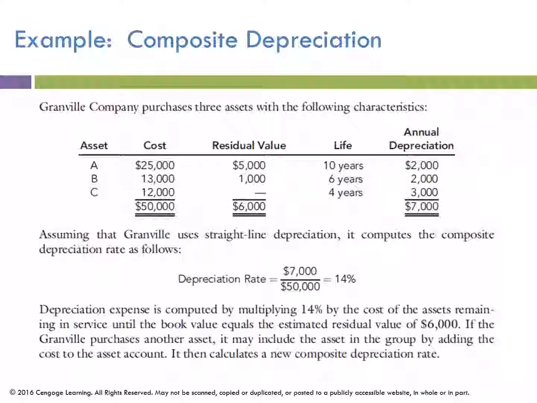So here's an example of composite: 3 assets, 25, 13, and 12. There's their residual values and their lives. Okay, their depreciation rate. So the annual depreciation for each asset would equal a total of 7,000. So cost minus residual divided by life. Take the 7,000 over the total cost of the assets of 50,000. The depreciation rate is 14%. Depreciation will be computed by taking 14% of the cost of the assets remaining in service until the book value equals the estimated total residual value of 6,000.